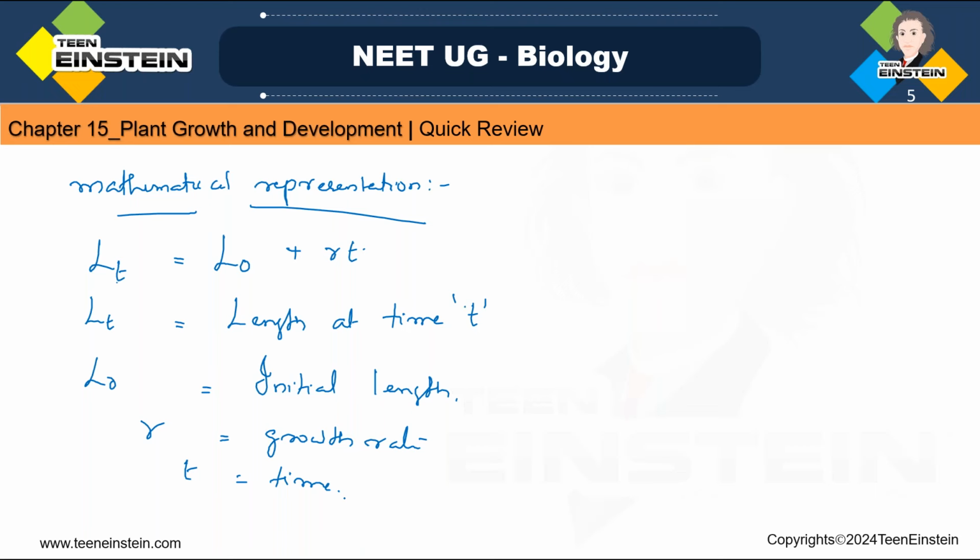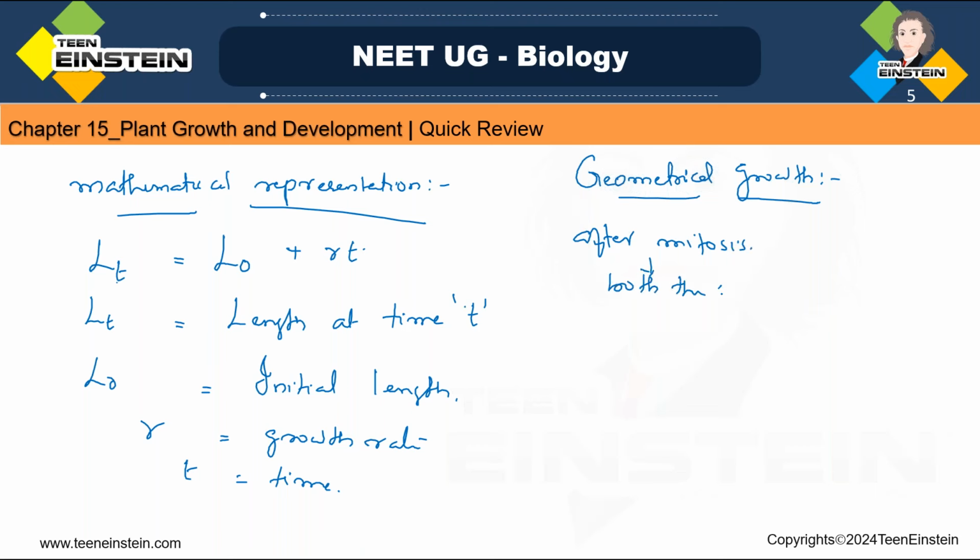Next comes the geometrical growth. Here in the geometrical growth, both the progeny cells resulted after mitosis will continue to divide. Here in the arithmetic division, what is happening? One cell is continuously dividing and other cells are differentiating and they are performing functions. In the geometrical growth, first mitosis is happening. It is producing two cells. So both the cells continue to divide. Both will continue in division stage.